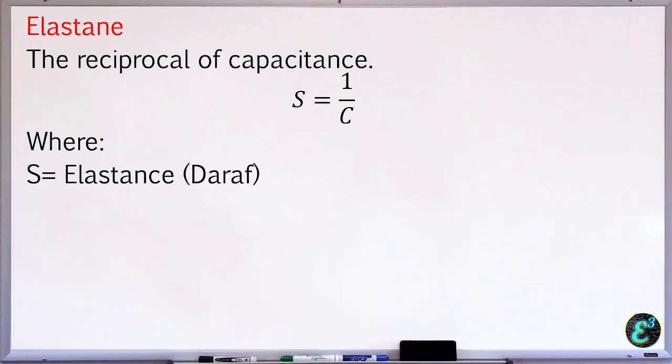Next, we have elastance. No, elastance is just the reciprocal of your capacitance, no? So, yung capacitance mo, i-divide mo lang siya sa 1. So, 1 divided by the given capacitance, and that is now your elastance. So, the unit for elastance is daraf, no? Daraf yung unit ng elastance. So, kapag yung daraf, binaliktad mo, farad din yan, no? So, kasi yung elastance is just the reciprocal of your capacitance, no? So, parang binaliktad mo lang din yung unit nila.